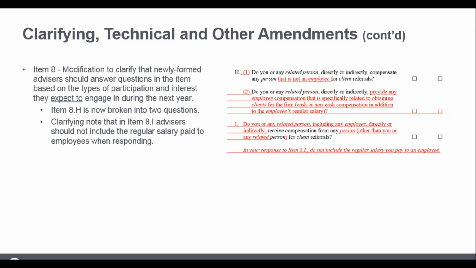And there's also a clarifying note added to item 8I, which notes that you should include regular salary paid to employees when you're responding here. And these are still going to be yes or no questions. There's not an option here for you to fill out any narrative information or assumptions. So do take care when you're answering these questions. The SEC does look here, and you could bump up against broker-dealer concerns. So definitely take care when answering these questions.